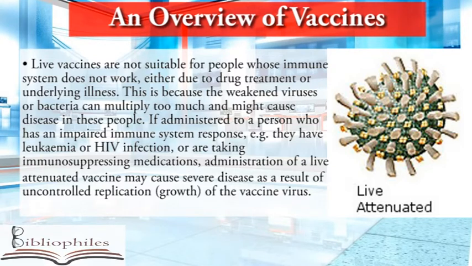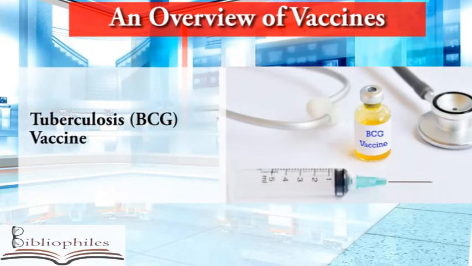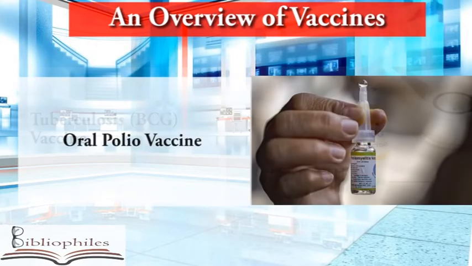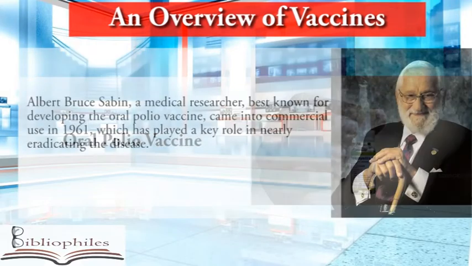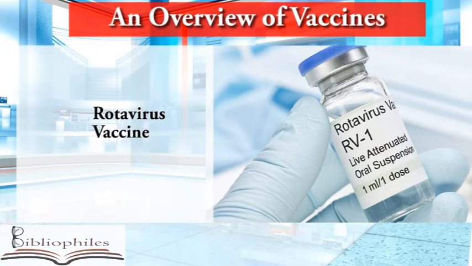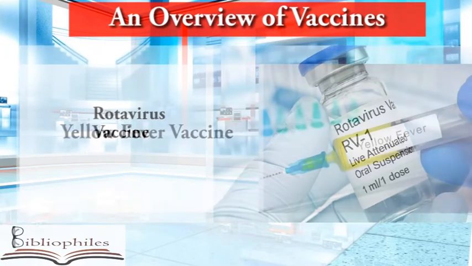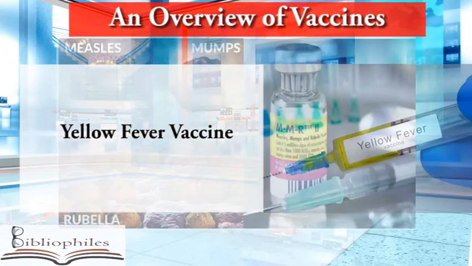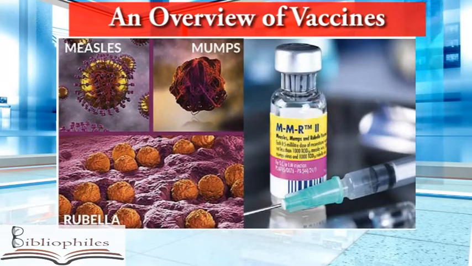Now, the examples of these live vaccines include the tuberculosis vaccine or BCG vaccine, which is a bacterial vaccine. And among the viral live vaccines, there is the oral polio vaccine, which is also called the Sabin vaccine, as the scientist Albert Bruce Sabin developed this oral polio vaccine. Then the other viral live vaccines are rotavirus, yellow fever, measles, mumps, rubella, that is the MMR combined vaccine, etc.